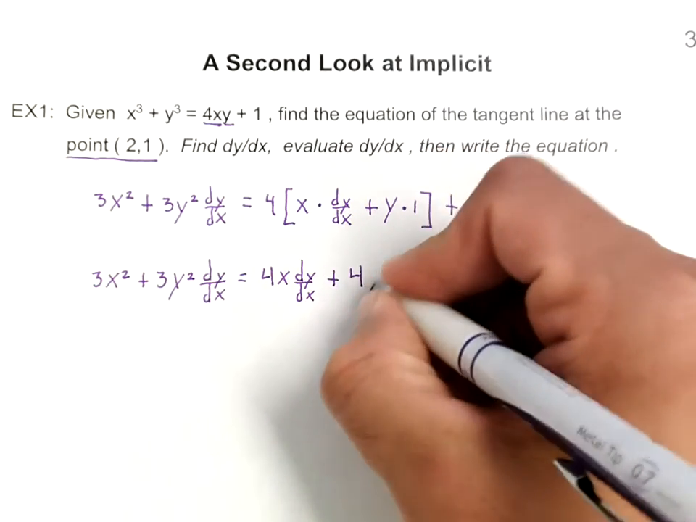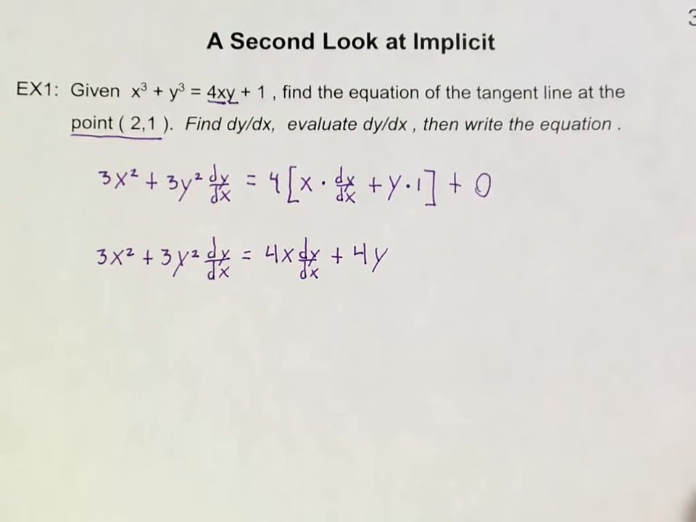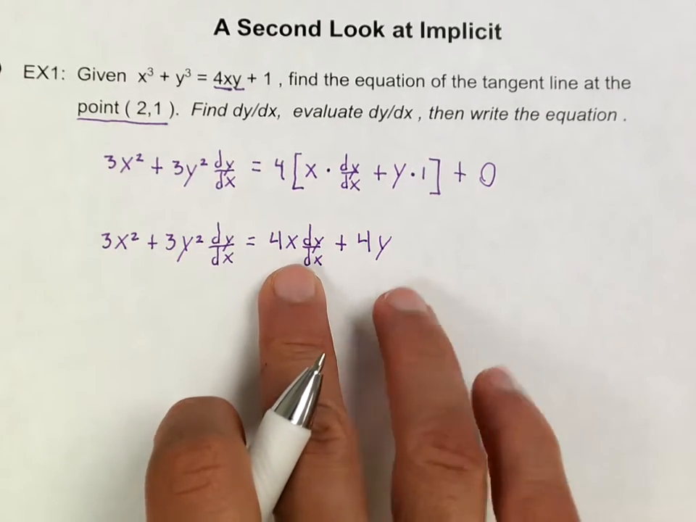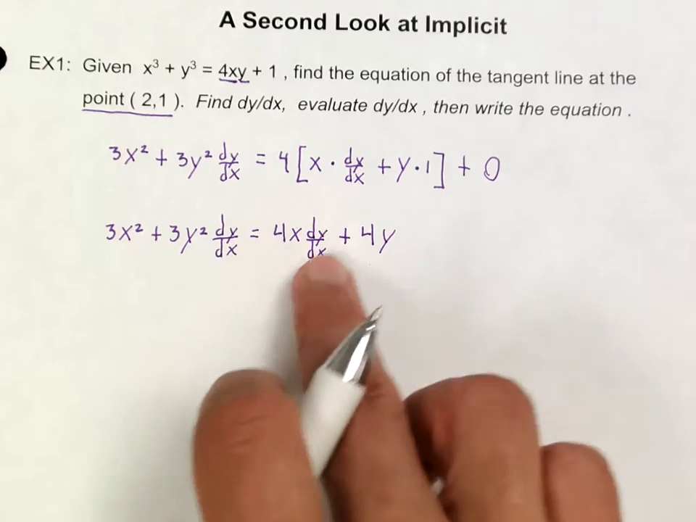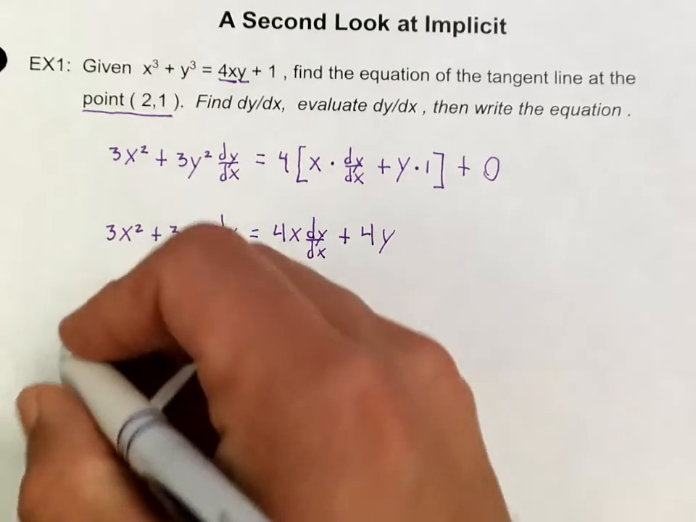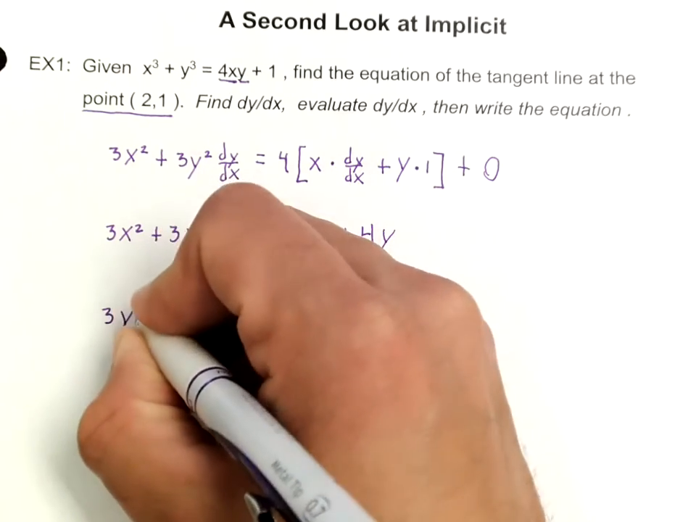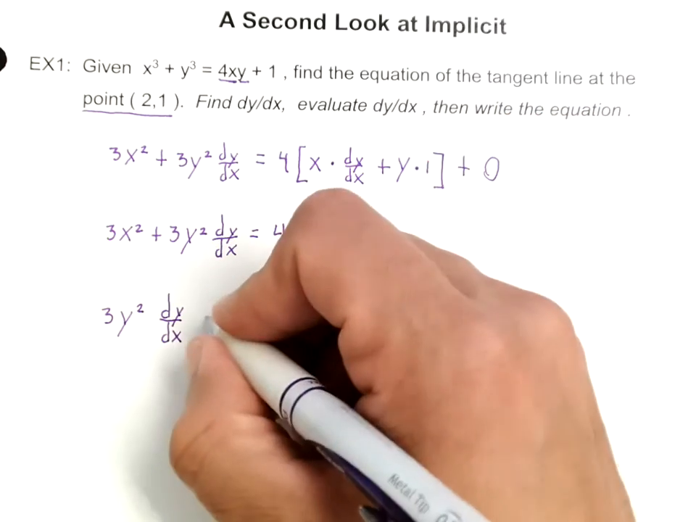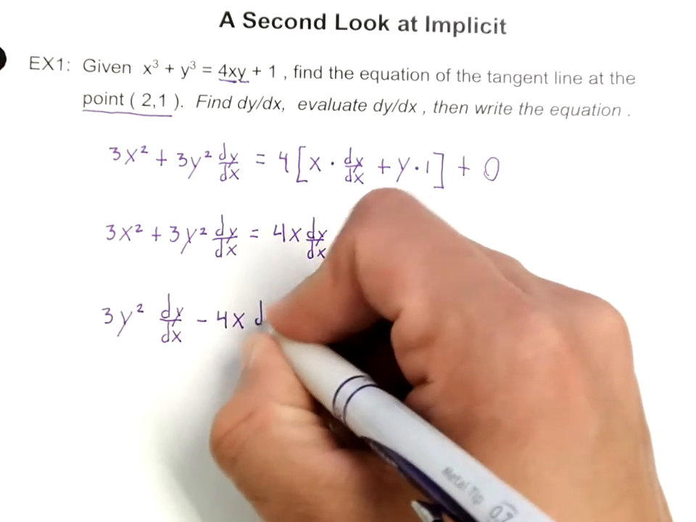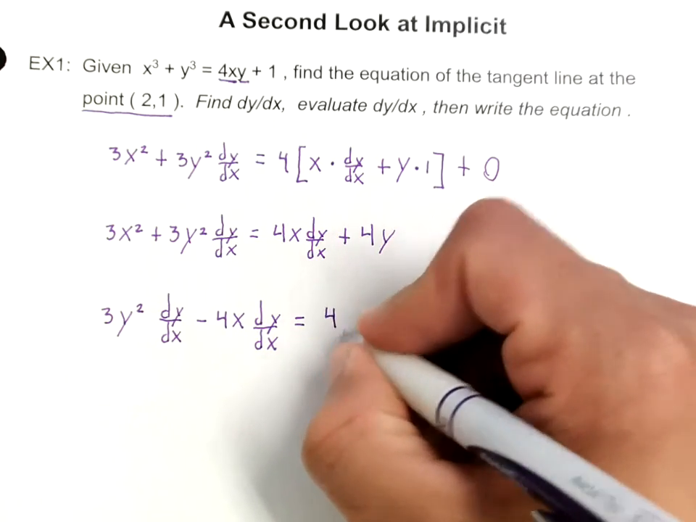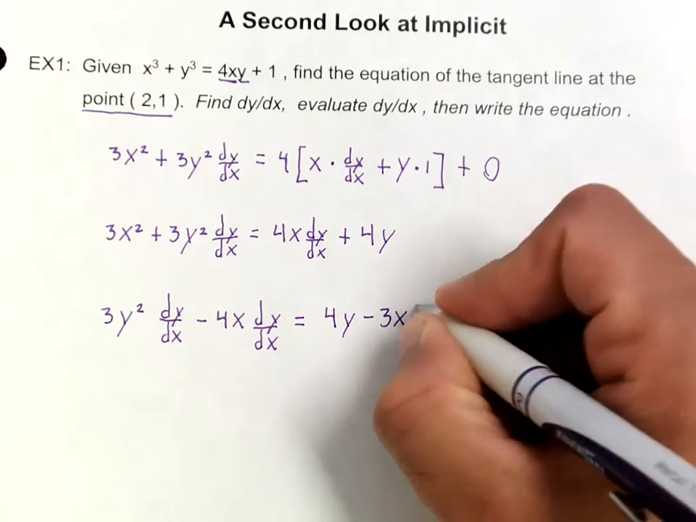plus 4y. Now remember, as before, we're going to get all the dy/dx's on one side. I'm going to skip a step here, hopefully you don't mind. I'm going to subtract 4x dy/dx from both sides, and subtract 3x squared from both sides. What I have left is 3y squared dy/dx minus 4x dy/dx equal to 4y minus 3x squared.